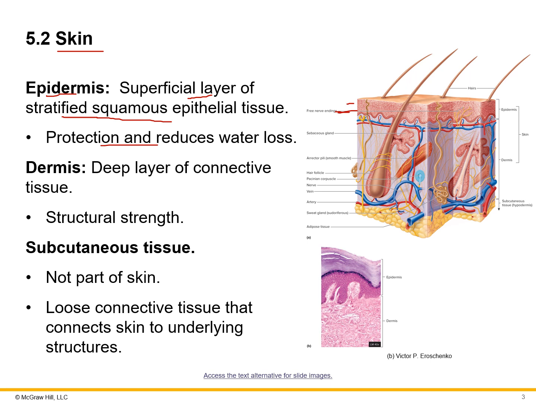Then underneath the epidermis is the dermis. This is the deep layer. Now we're talking about connective tissue. So our epithelial on the outer layer, connective underneath, and this is that strong structural support. And then we also have subcutaneous tissue. This is actually not considered part of the skin, but this would be some of the loose connective tissue of the underlying structures that we talked about in chapter 4.